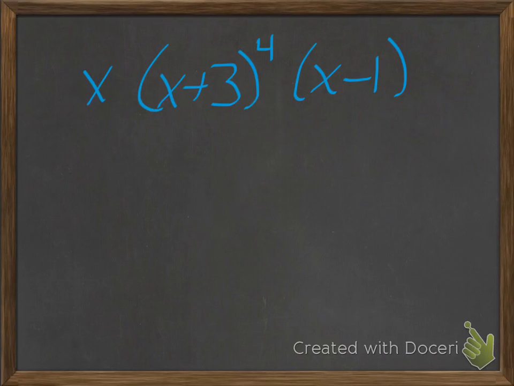So how did we find the degree to begin with? You add up all the exponents. If there's not an exponent on that term, what's it considered? If there's not an exponent on the term, it's considered 1. That's what threw them off a lot last period. So if I have x times (x plus 3) to the 4th times (x minus 1) to the 5th, I would do 1 plus 4 plus 5, and my degree would be 10.